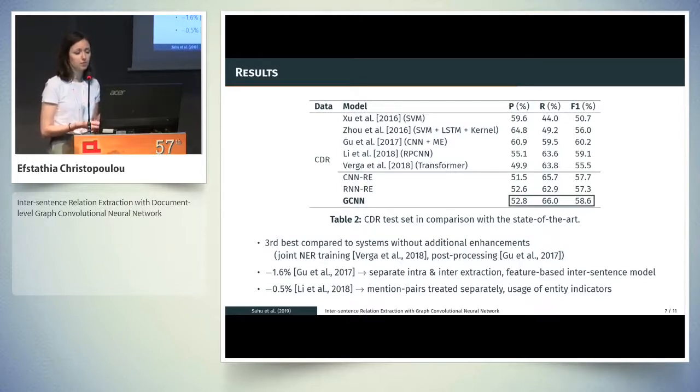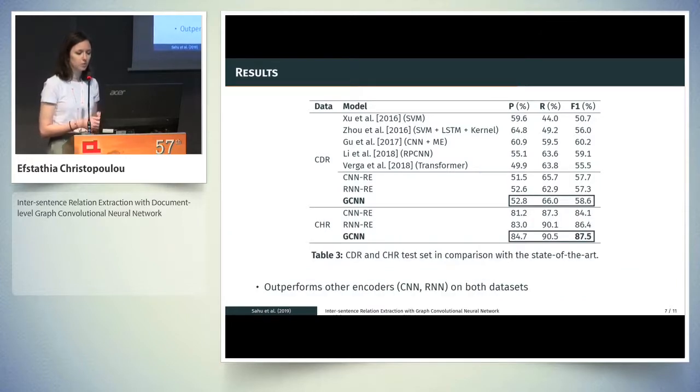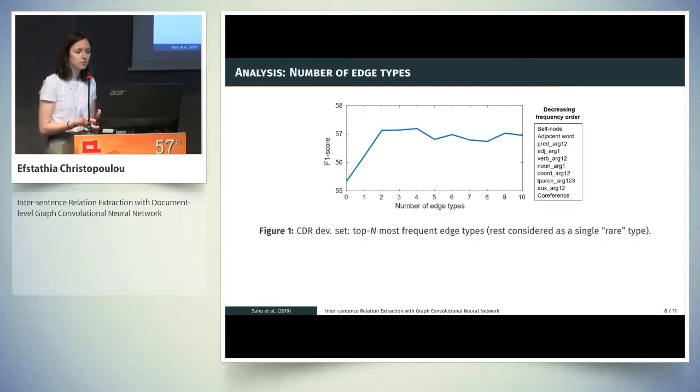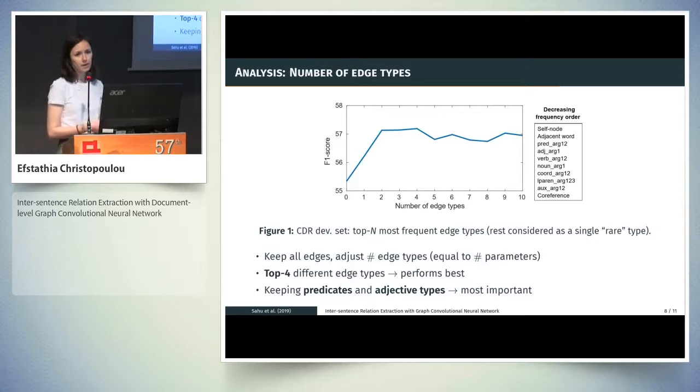So moving to the results, for the CDR dataset, our model is the third best model compared with other systems that do not use additional enhancements. And for the CHR dataset, we were able to overcome the performance of the CNN and RNN encoders. But moving to the analysis, we first tried to see what is the optimal number of edge types. So we saw that the top 4 different edge types perform best for our model, indicating predicates and adjectives as being the most frequent type of edges.